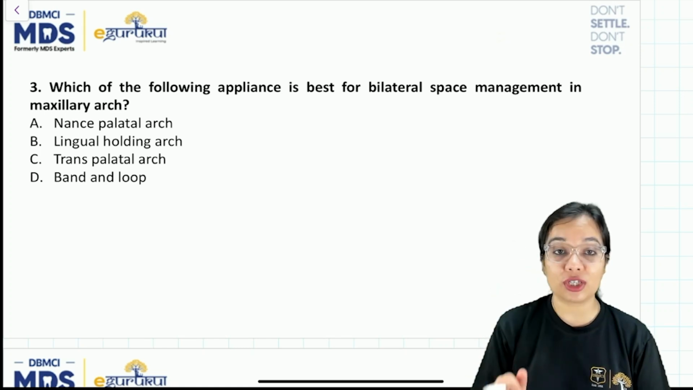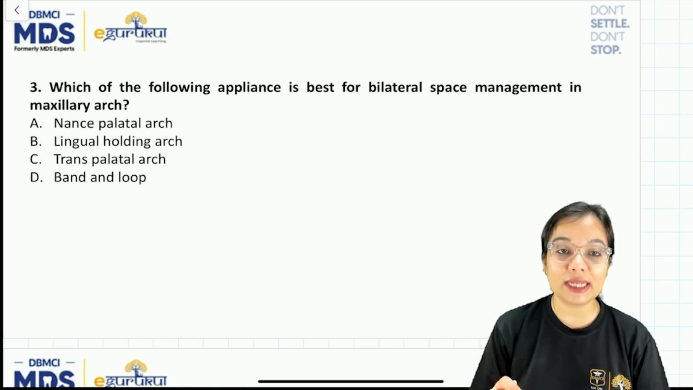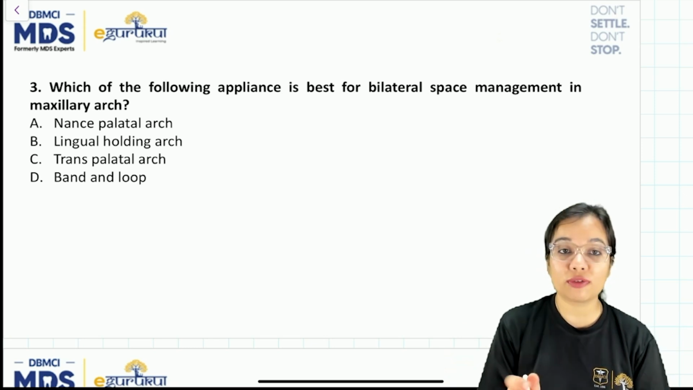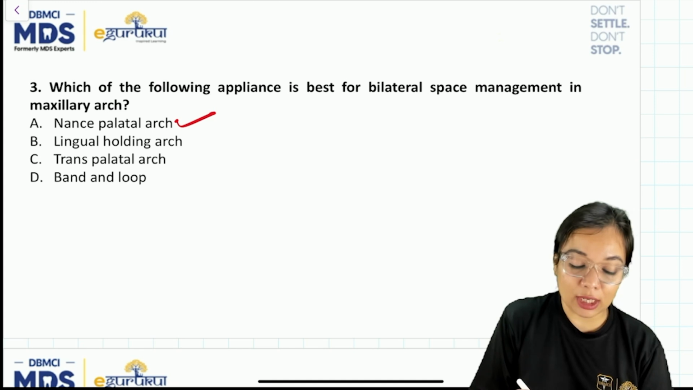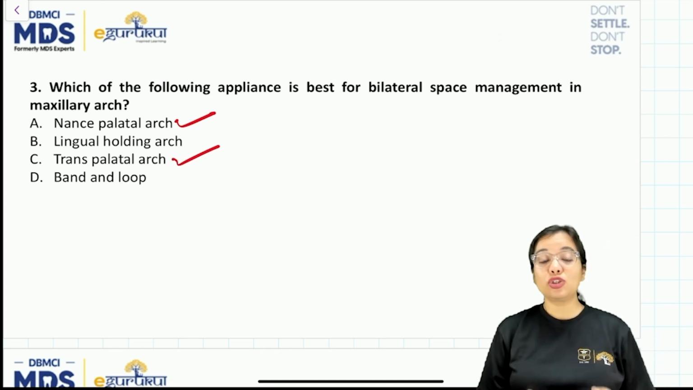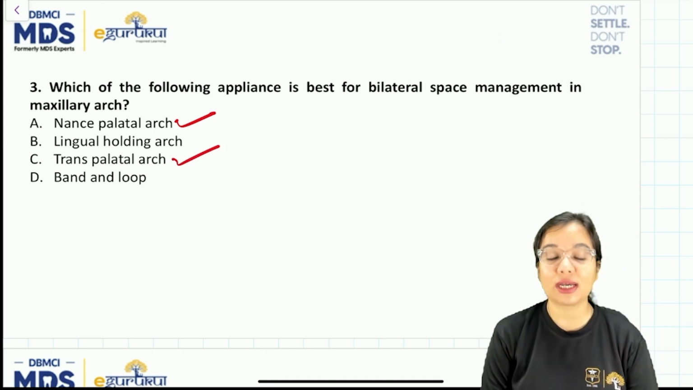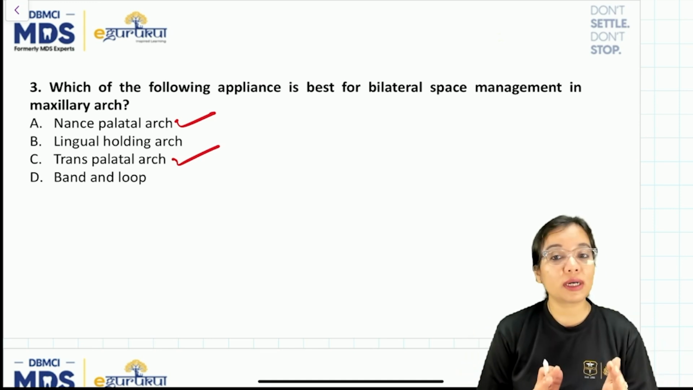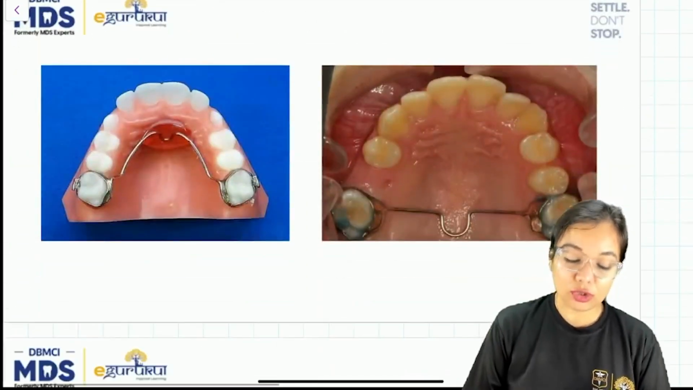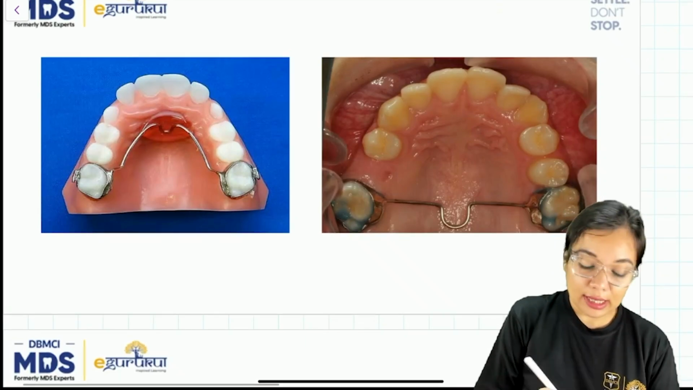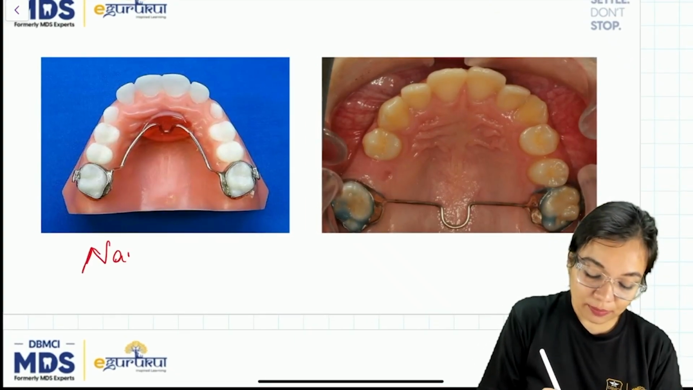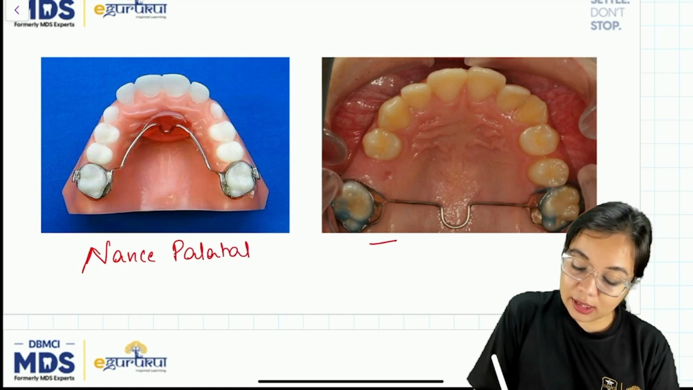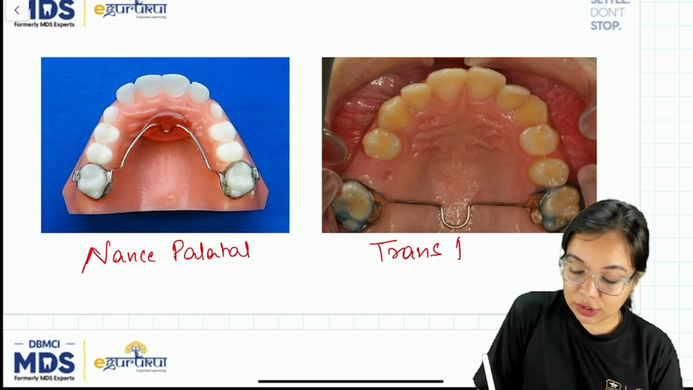the maxillary arch? So when we are talking about the maxillary arch, we can filter two options from here: either Nance palatal arch or transpalatal arch. These two appliances are used in the maxillary arch. So which amongst these two? So this first diagram here is the Nance palatal arch, and here this is the transpalatal arch.